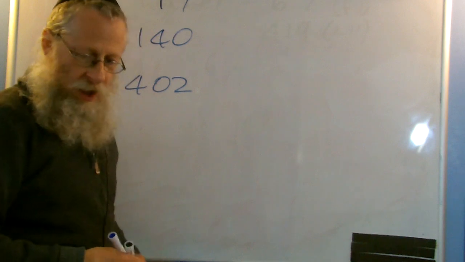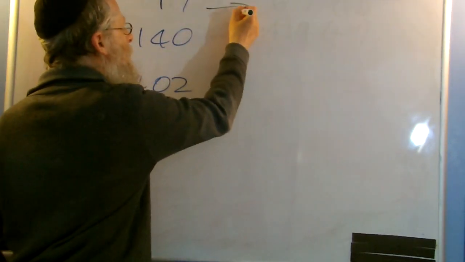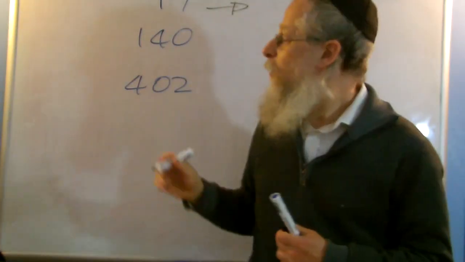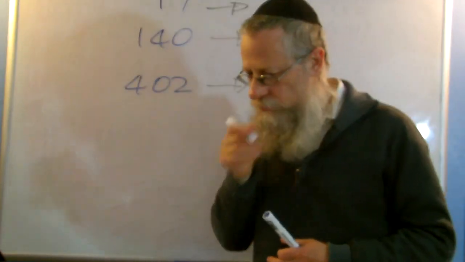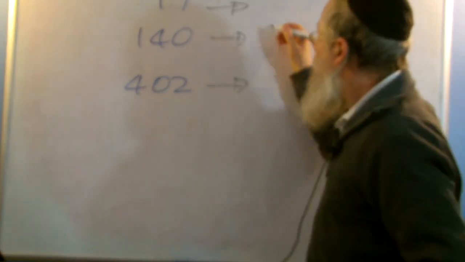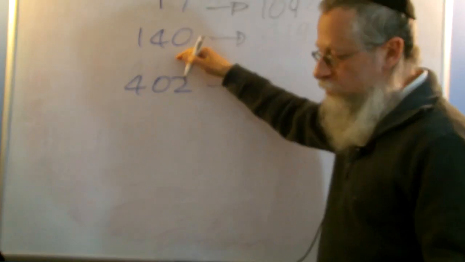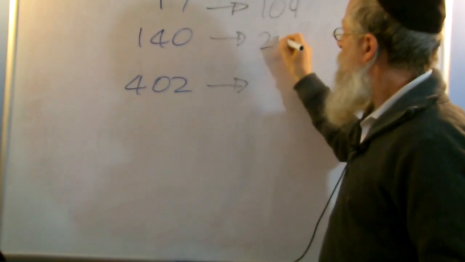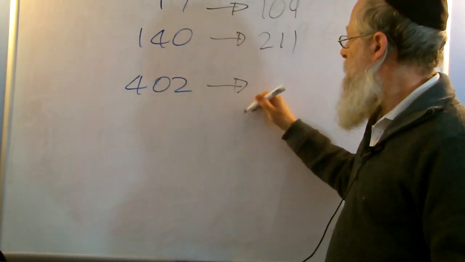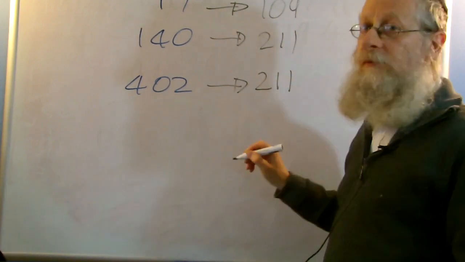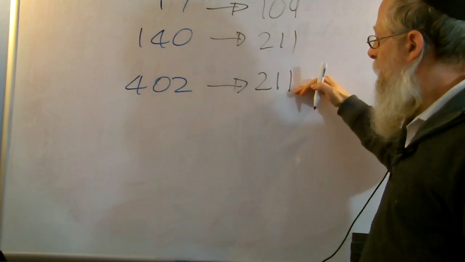So I'm going to do the same thing I did before. I'm going to actually work out what is 17 equal to, what is 140 equal to, and what is 402 equal to. We'll see what these numbers represent now. 17 is 109. 140 is 211. And 402 is 211. They're both the same.